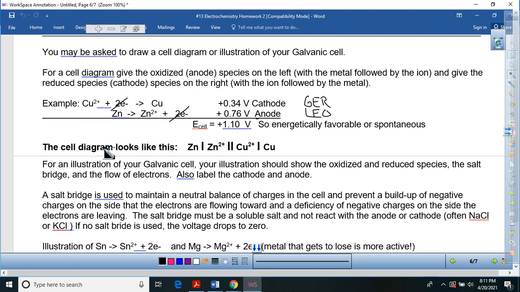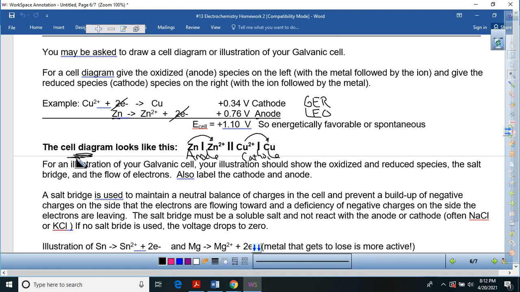So whenever you have a cell diagram, you always want to show the anode on the left and then the cathode on the right. And what's happening here is this. The zinc is losing electrons, and that's causing it to form a zinc +2. The copper +2 is gaining 2 electrons, and that's causing it to form a copper neutral.